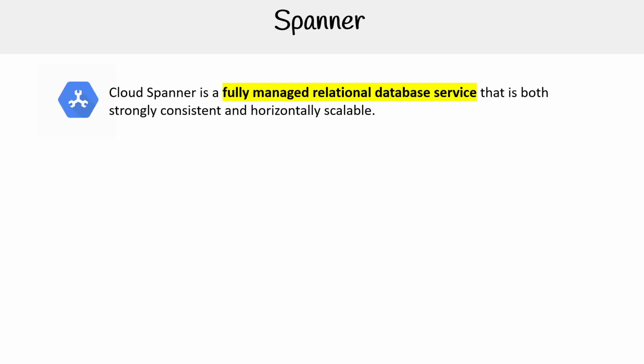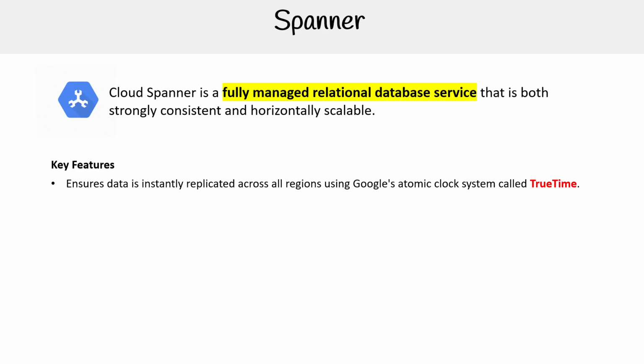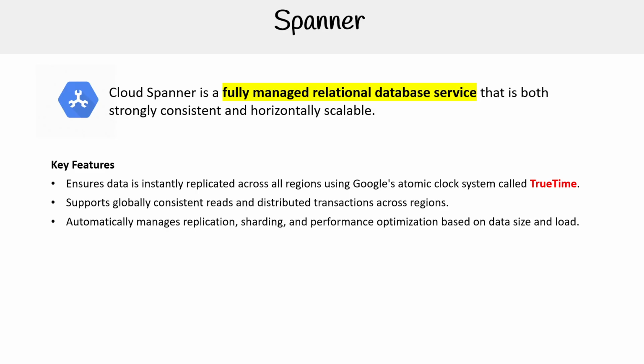Let's take a look at Spanner. So Cloud Spanner is a fully managed relational database service that is both strongly consistent and horizontally scalable. Its key features are that it ensures data is instantly replicated across all regions using Google's atomic clock system called TrueTime. It supports globally consistent reads and distributed transactions across regions, automatically manages replication, sharding, and performance optimizations based on data size and load, and provides synchronous data replication across independent zones for fault tolerance.